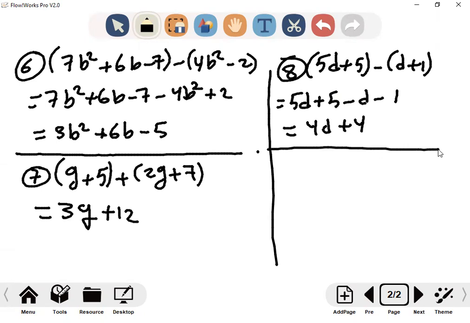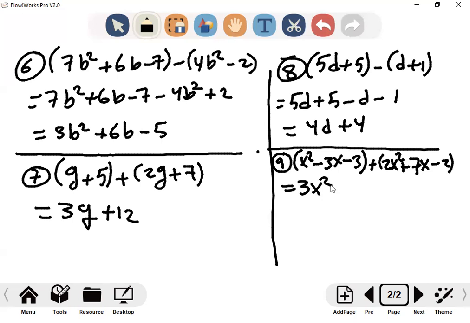Question 9. x power 2 minus 3x minus 3 plus 2x power 2 plus 7x minus 2. Addition, no need. x power 2 plus 2x power 2, 3x power 2, minus 3x plus 7x, 4x, minus 3 minus 2, minus 5.